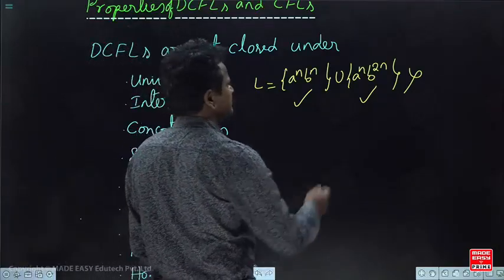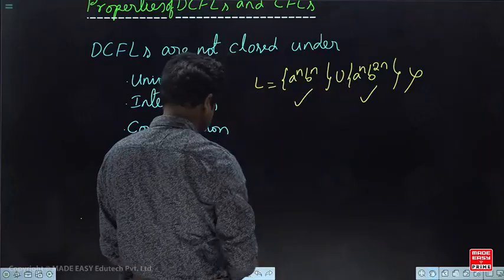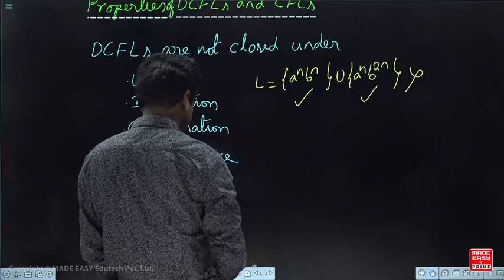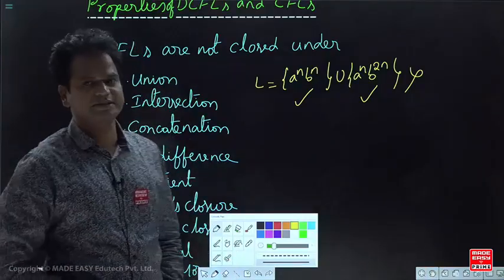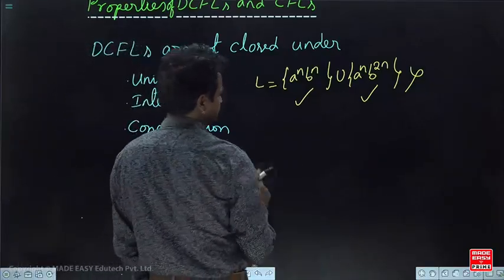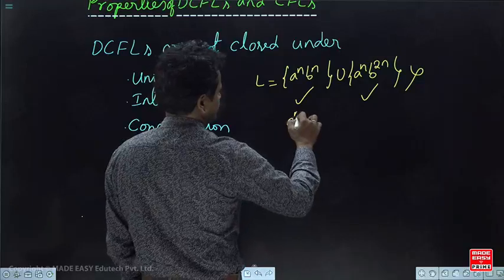So generally, if you take different languages it can be, but it is not always DCFL. Sometimes not, sometimes yes, so we say not closed. Okay. Now next, intersection is not closed.